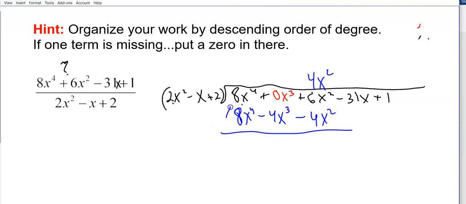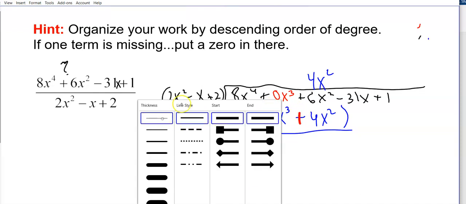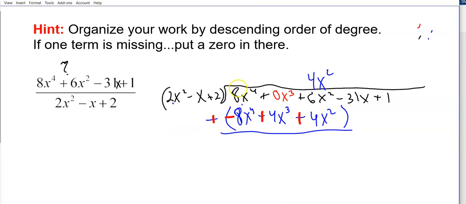And don't forget, we've got to subtract all of those terms. So I'm going to distribute that negative. This first term goes away. Add up those. I get 4x to the third. Let's see, plus 10x squared. Bring down the next term, minus 31x.